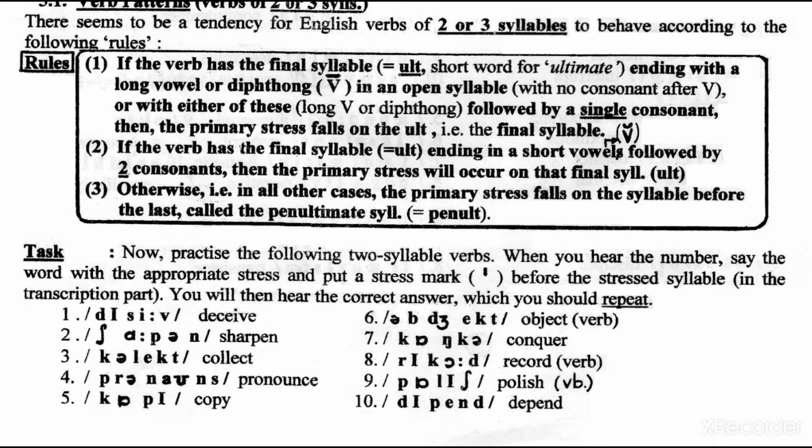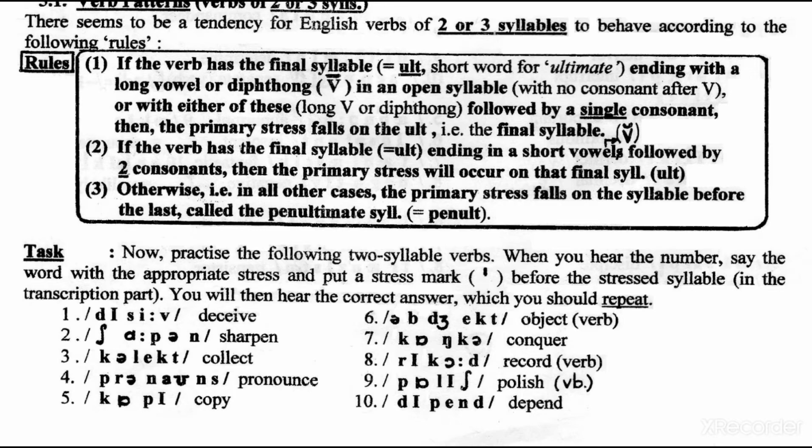So here the stress is on the penult, that is the second from the end. Why have we placed the stress on the penult? Because we have applied rule 1C. What does it mean, rule 1C?